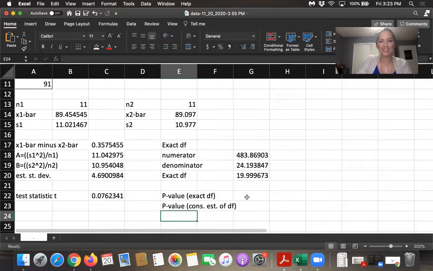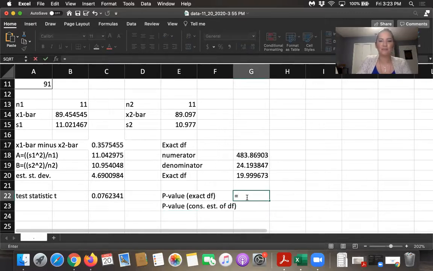There we go. Okay, so if I want the p-value, that means I want an area associated with a particular test statistic. So I'm going to type t.dist. Actually, we need to think about whether we're doing area to the left or the right. I forgot to talk about that.